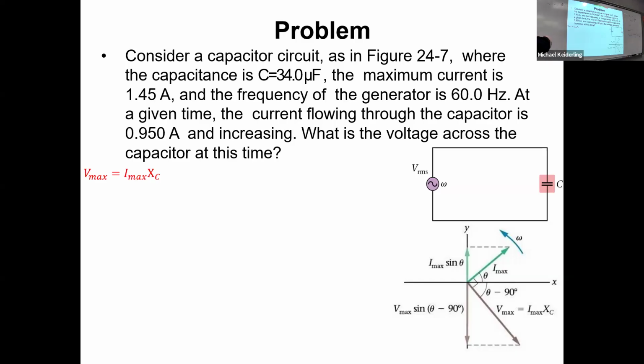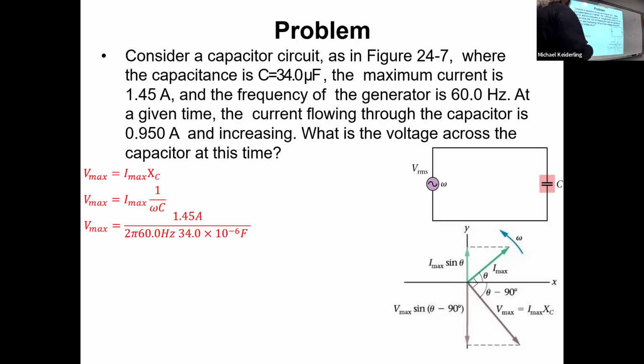First, let's find our maximum voltage. It's going to be our maximum current times the capacitive reactance. So the maximum voltage is the current maximum divided by omega C. So 1.45 amps divided by 2 pi times 60 hertz times 34 times 10 to the minus 6 farads, which is 11.13 volts.